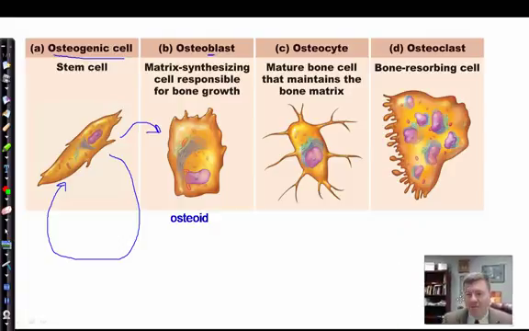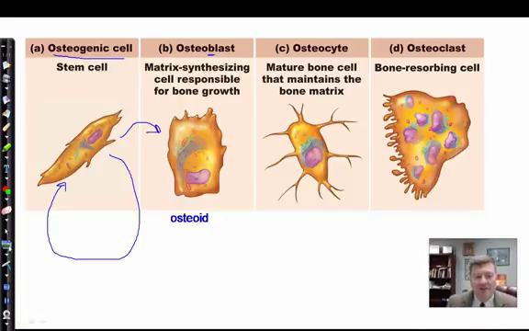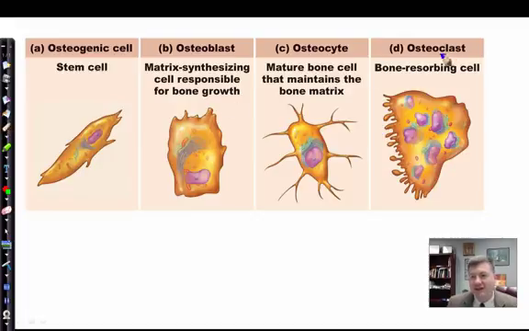Let me get out of the way here for this last type. The last type here is pretty important too. Osteoclasts, and again, I always think of this term, clast means to chew. Osteoclasts are bone breaking down cells. The term we use for this is bone resorbing. Resorb means to break down bone.